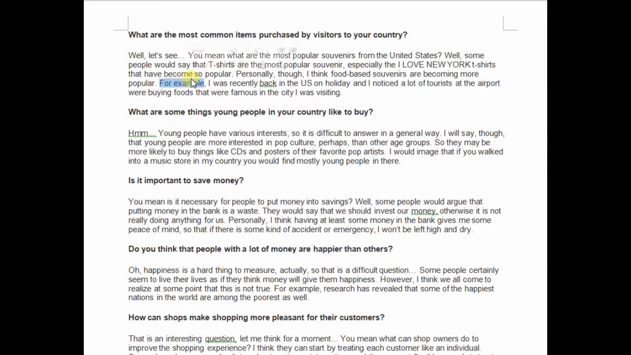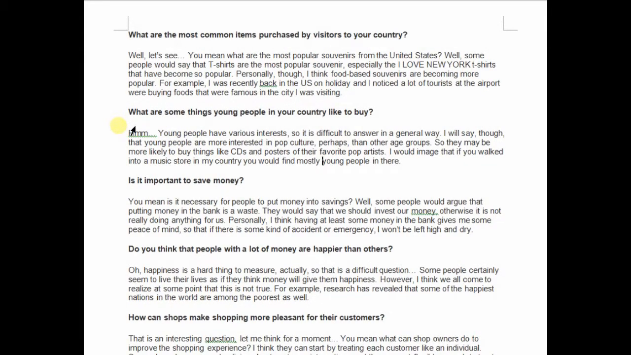Okay, I used an example, and I also used the some people would say, and I even used the rephrasing the question. All right, check out the next one. What are some things young people in your country like to buy?